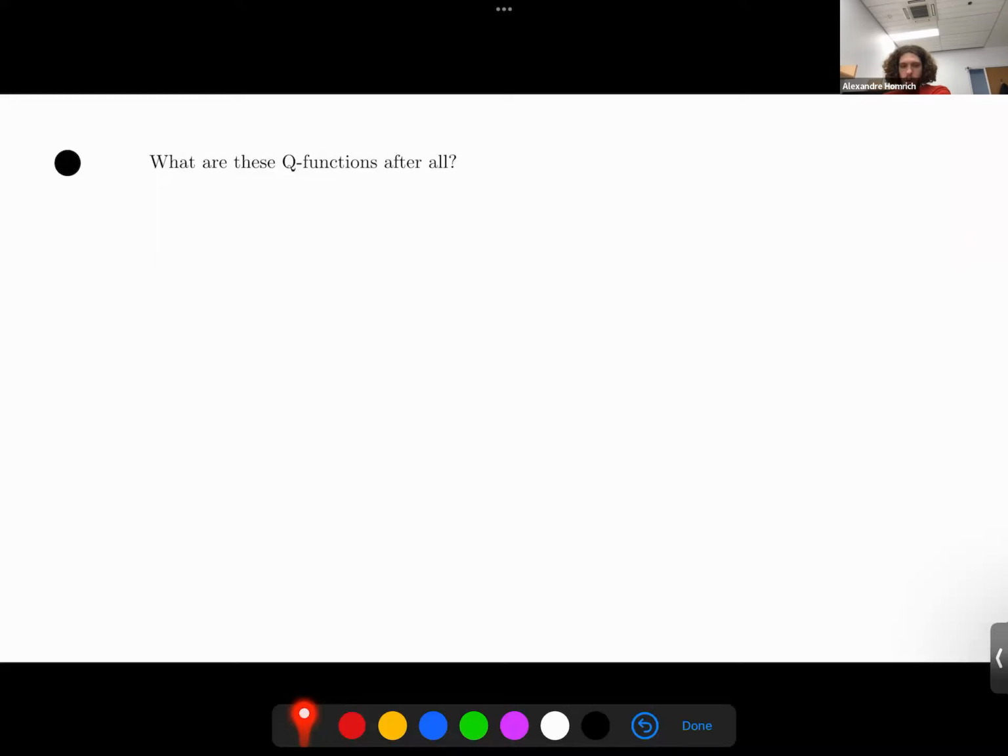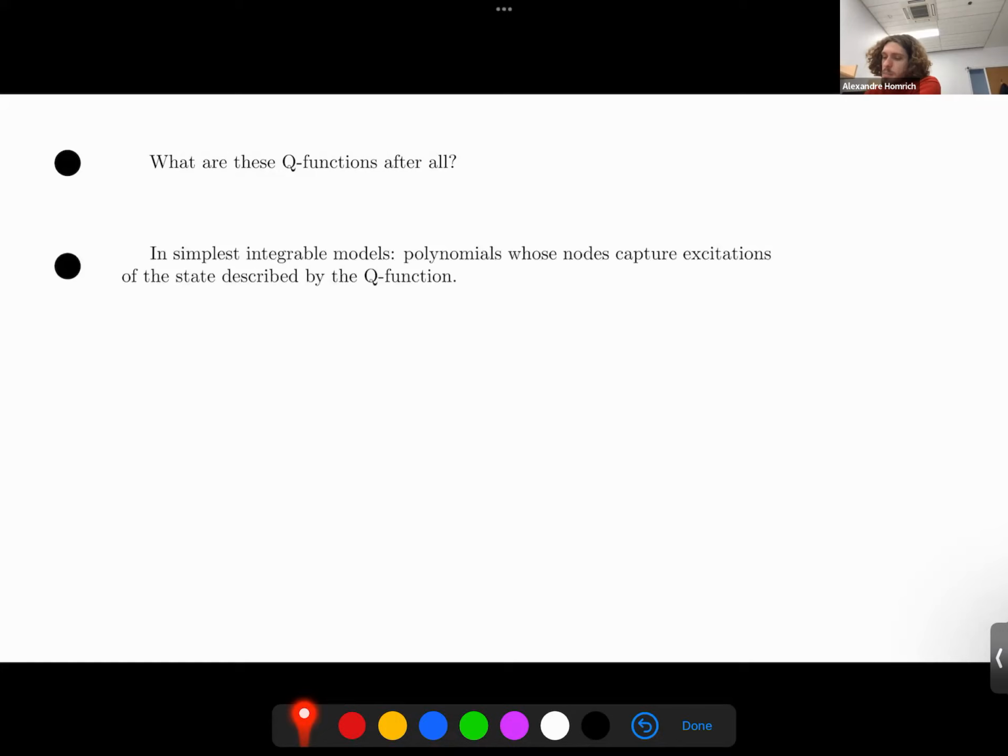Okay, so what are these Q functions after all? In the simplest integrable models, these are polynomials whose nodes capture the excitations of the state that's described by the Q function. So this should be familiar to every one of you, at least in one example.